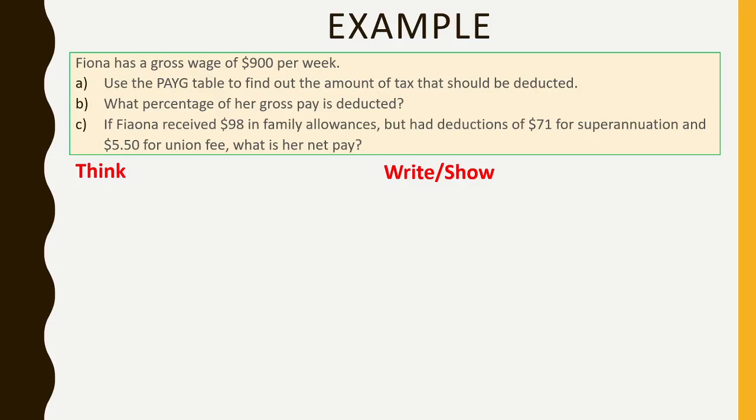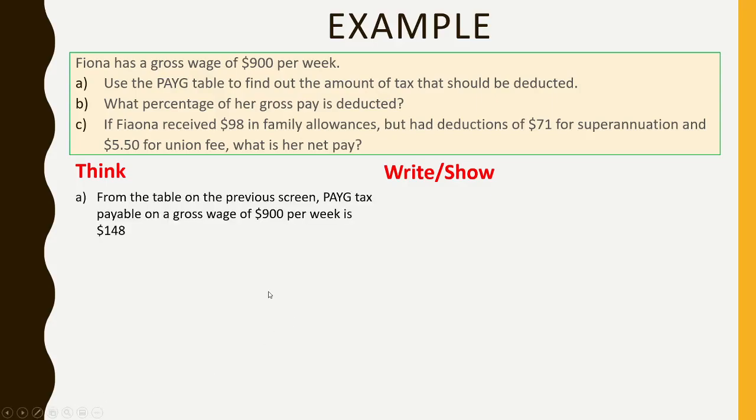So starting off, we just look it up on the table, we find the $900 for the gross wage, and we see that it's $148. So all we have to do is write the answer is $148. Now we need to work out $148 as a percentage of $900. So we put that into our percentage formula. $148 divided by $900 times 100 equals 16.44% is deducted from her wage.